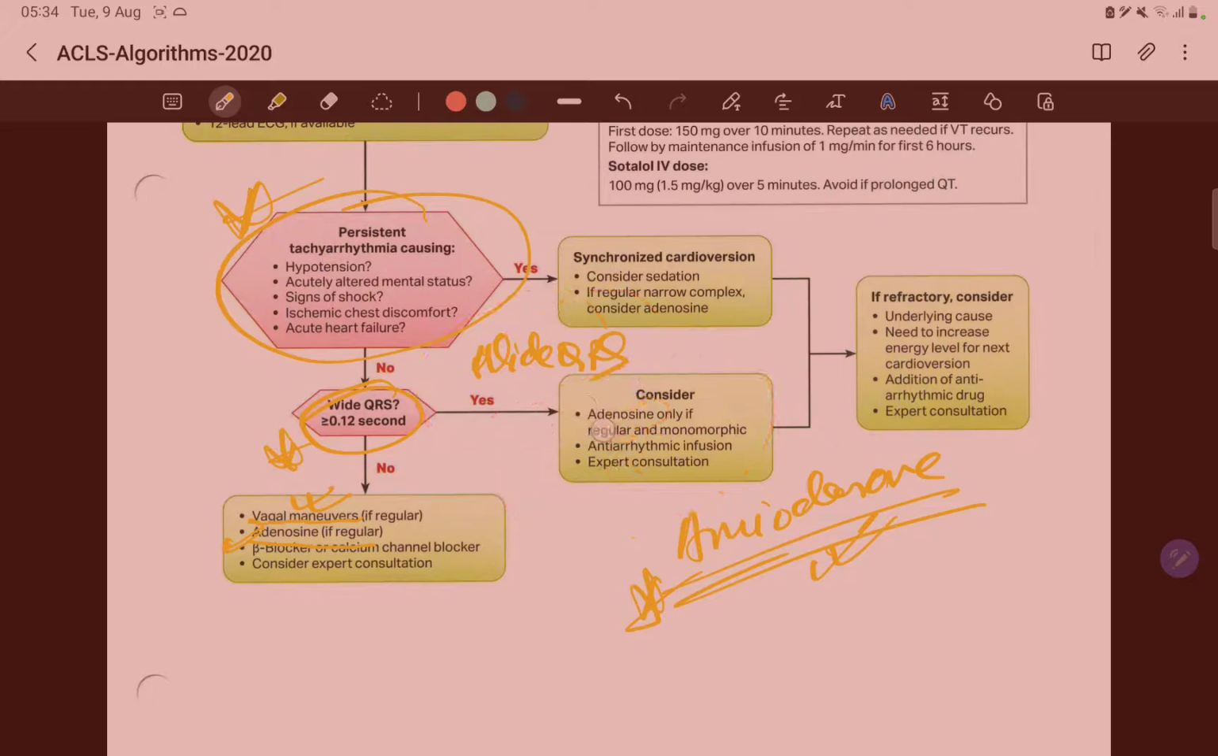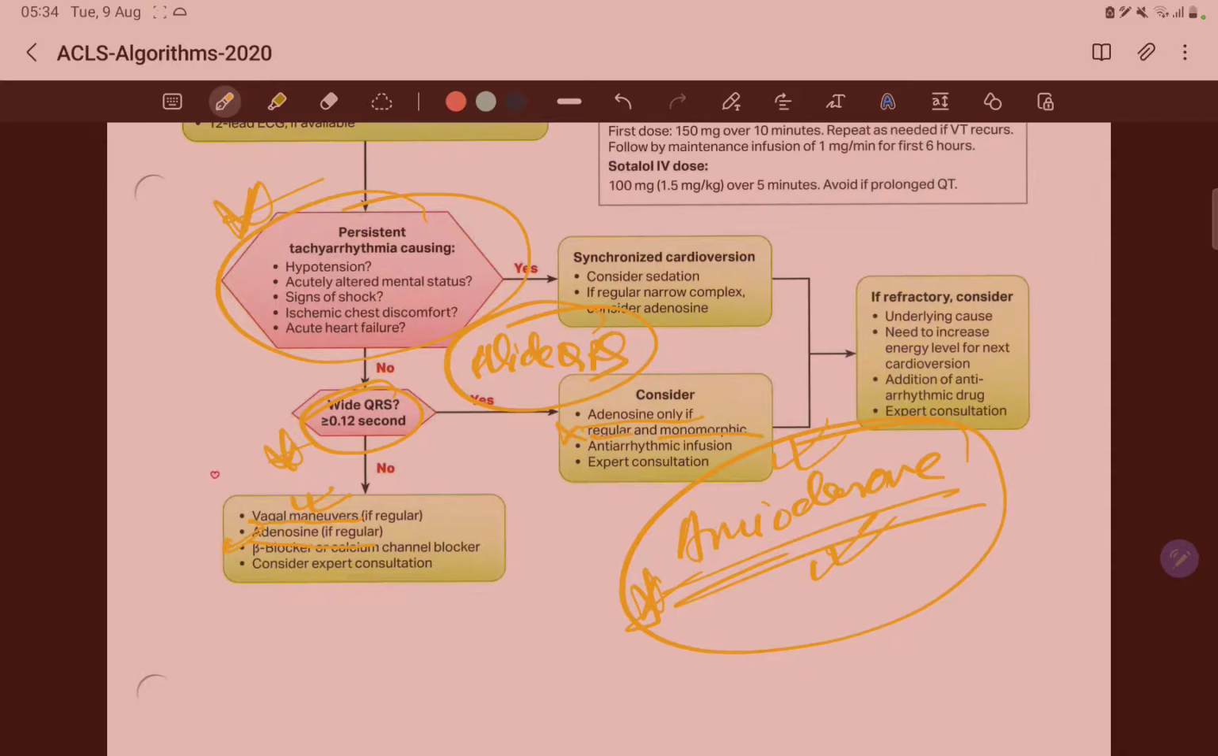Yes, it is written over here that adenosine can be given if regular and monomorphic, but I recommend that if you see a wide QRS, go for amiodarone first, and then you can give adenosine if you understand that it is a patient with a regular tachyarrhythmia. But first you have to give amiodarone.